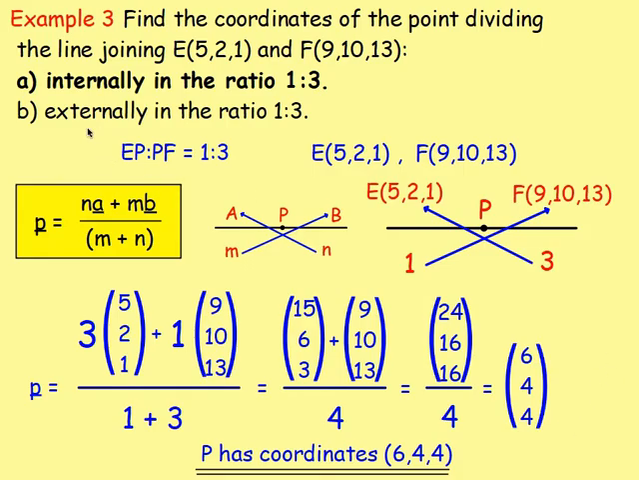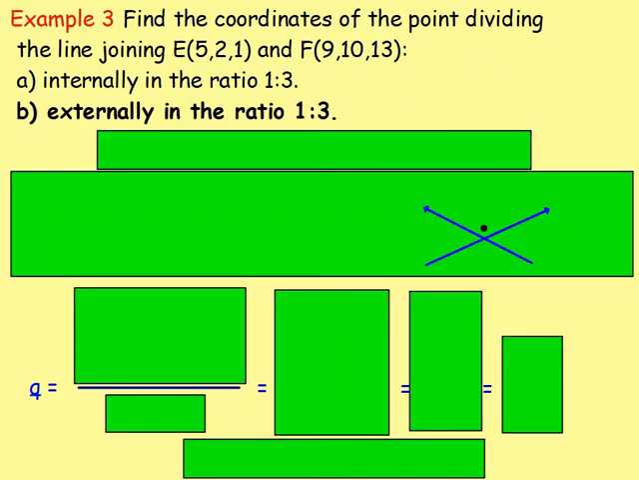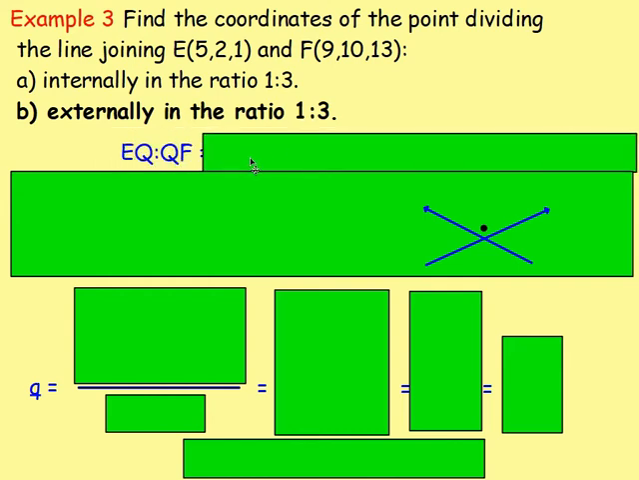This time though, it's asking for the point dividing externally in the ratio 1 to 3. So remember, if it's external in the ratio 1 to 3, it means you're going along one part, but then you're going back 3 parts. So here, your ratio will be given as -1 to 3, or 1 to -3. It doesn't matter which number you put the negative with, as long as when it's external you put the negative with one of those numbers.